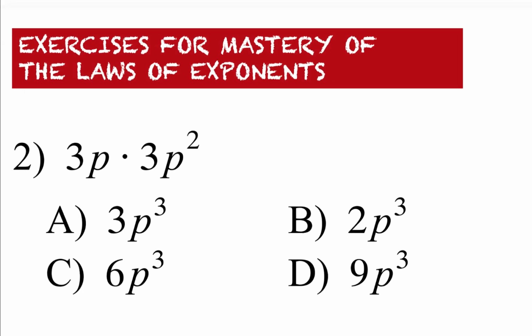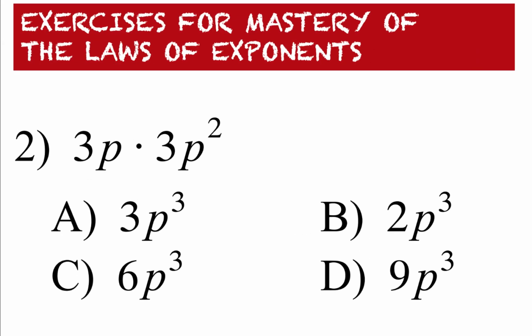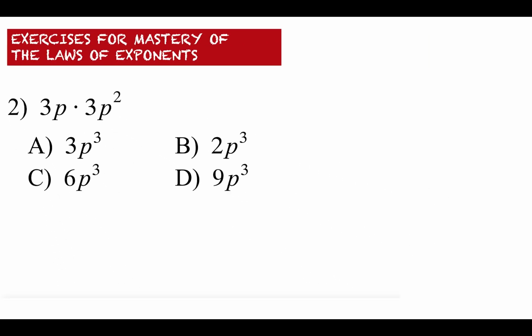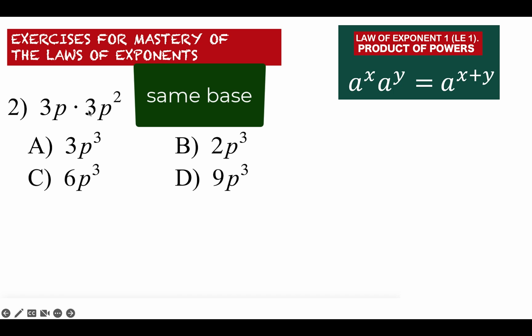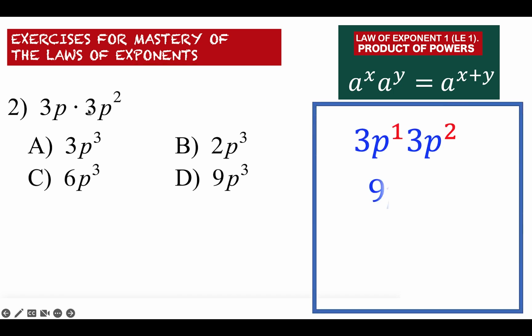Let's go to number 2. 3p times 3p squared, find the product. Again, we will use law of exponent number 1. The base p is common, just multiply 3 times 3 to get 9 and copy the common base p. There's an implied exponent here of 1, so 1 plus 2 is 3. So the final answer is 9p cubed, which is letter D.